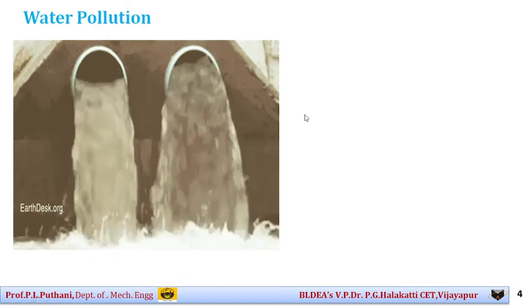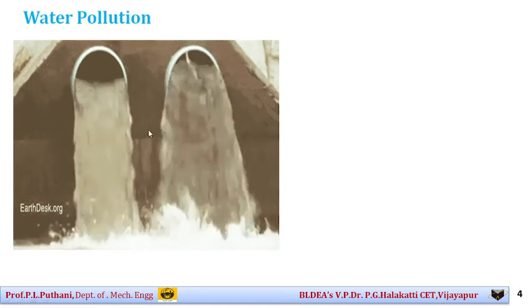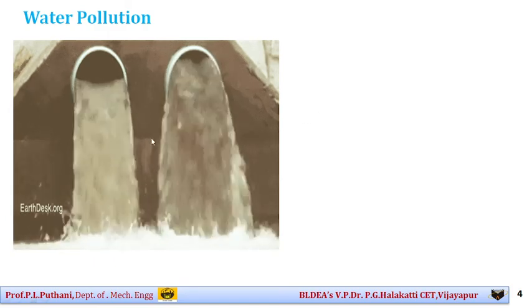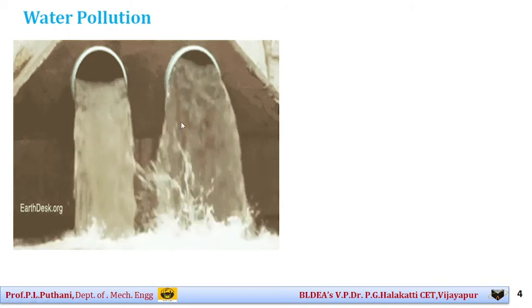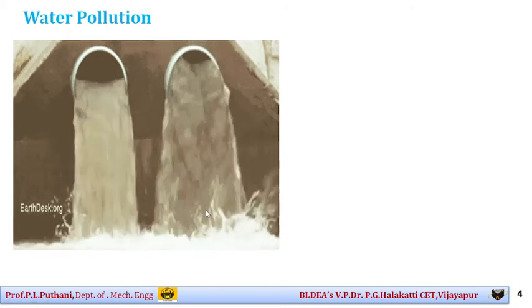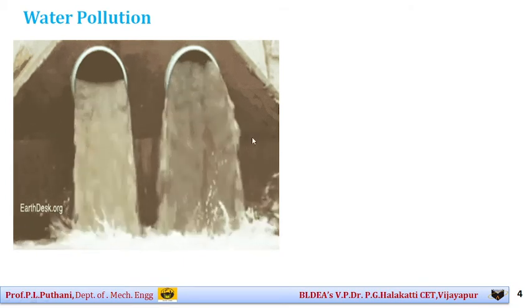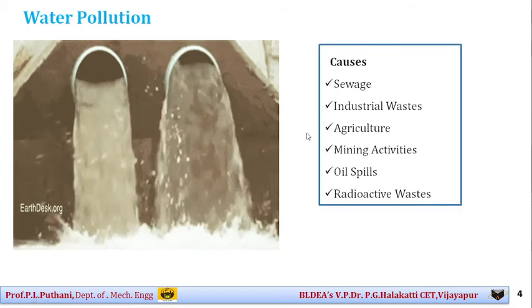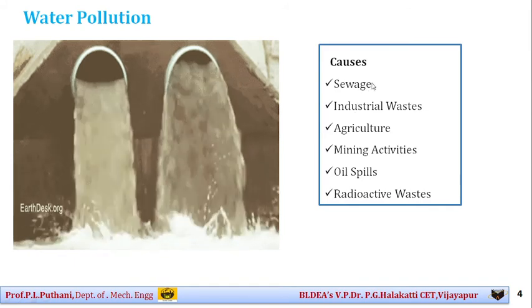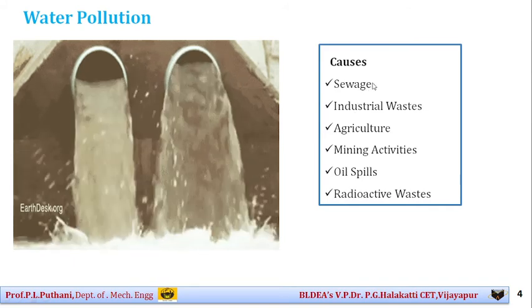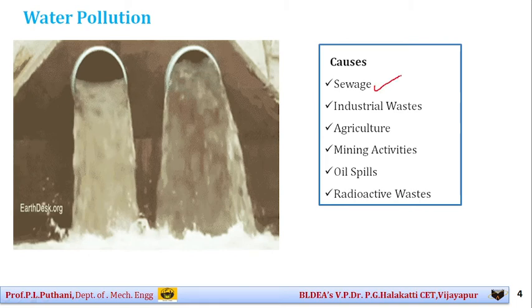So right now, you can see here in the picture itself, it is the sewage water from the municipalities, industries, and factories, which is entering the fresh water bodies. It will be the lakes, seas, and oceans. You can see in the picture itself. So now, here water pollution happens. As I said, the causes, what happens? The first cause is the sewage itself.